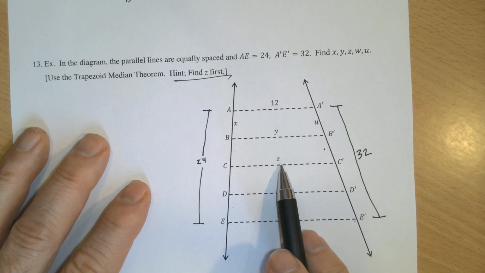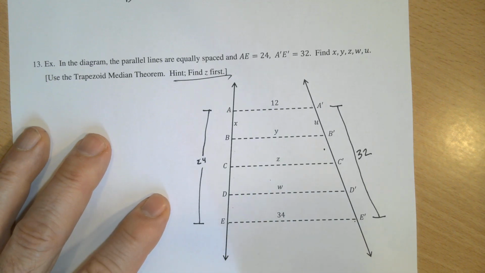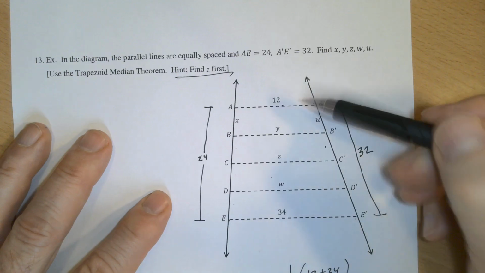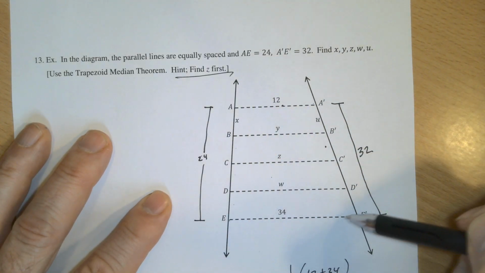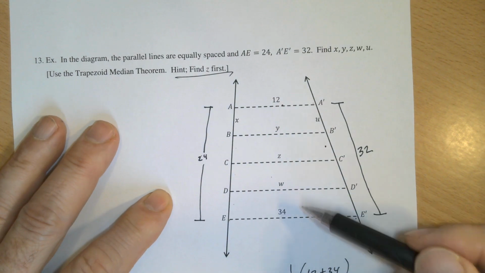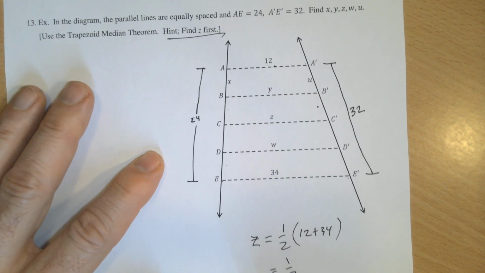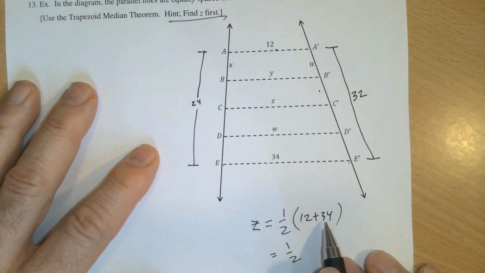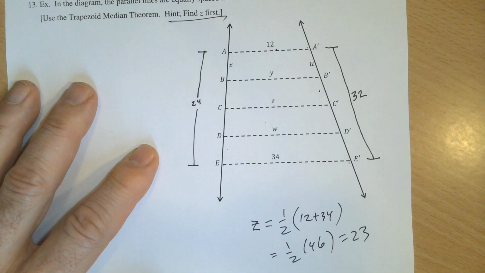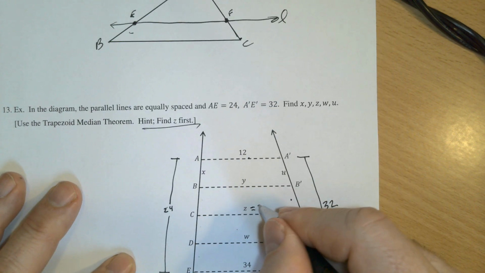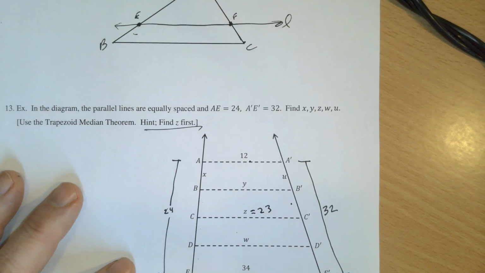So what is z equal to? Z is going to be 1/2 of the sum of 12 and 34. Okay, let's see what that is. The top one is 12, the bottom one's 34. The median is going to have the average of those two. So that is 1/2 times 46. That's 23. So z is 23.